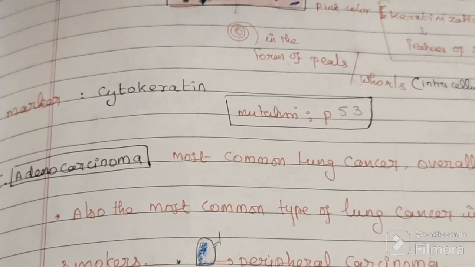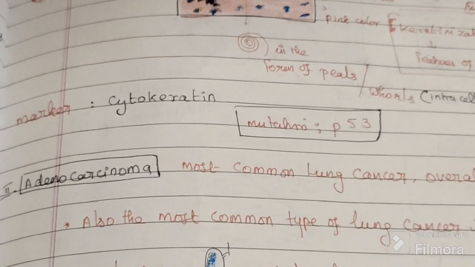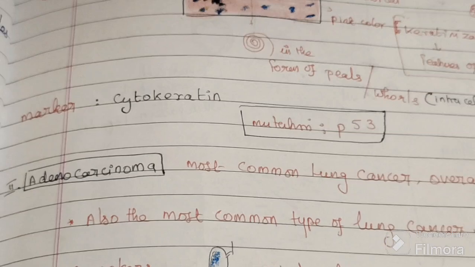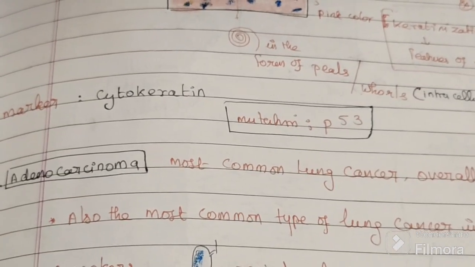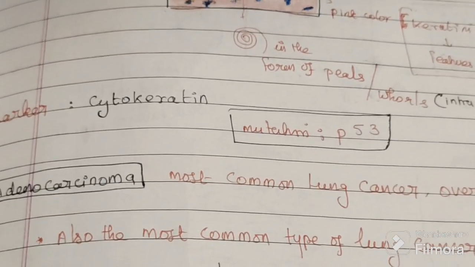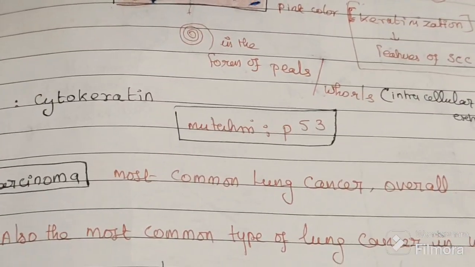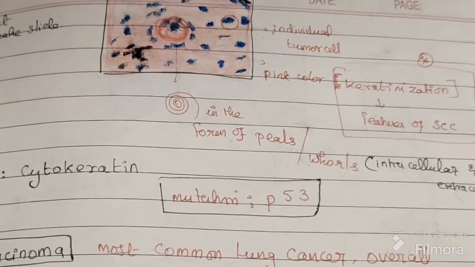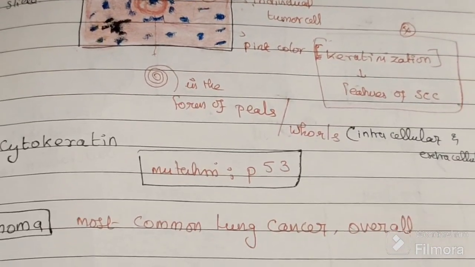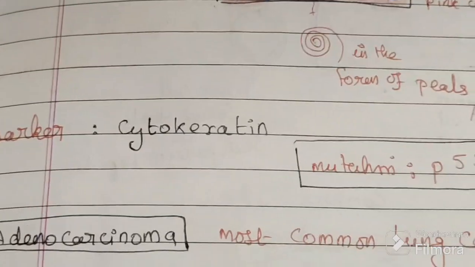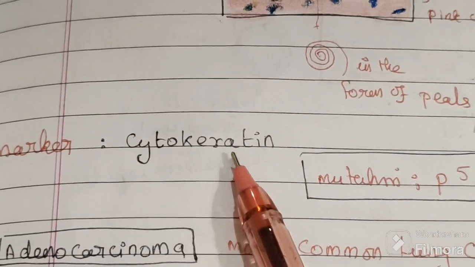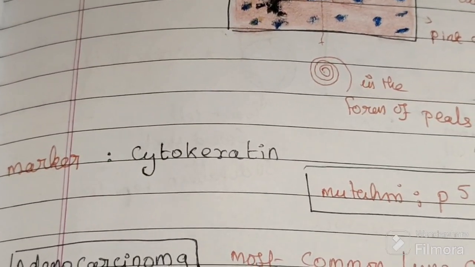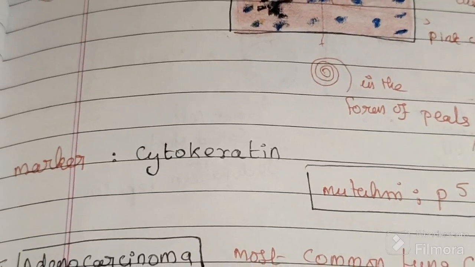cytokeratin. So this one is the liquid form. We spread the liquid over the slide. It will pick that marker, which means the patient is affected by squamous cell carcinoma. The marker name is called cytokeratin. Here the mutation happens in P53. These are the important points. Keratinization, mutation, P53. If I spread this cytokeratin over it, squamous cell carcinoma picks it, other carcinomas do not pick it.